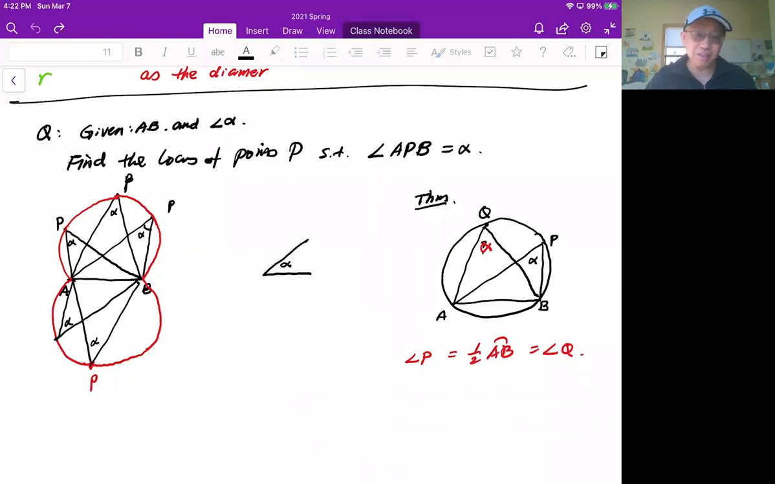But how can I get that circle? It's actually part of a circle, not the whole circle. So how could I get that circle here? Here's a construction you can do in the following way.